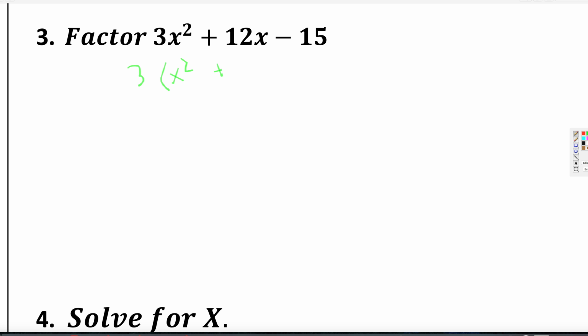And then now that you got rid of that 3, now you're in a position where you can factor it. Now to teach factoring, this is very important. It's a basic way that we like to teach it.